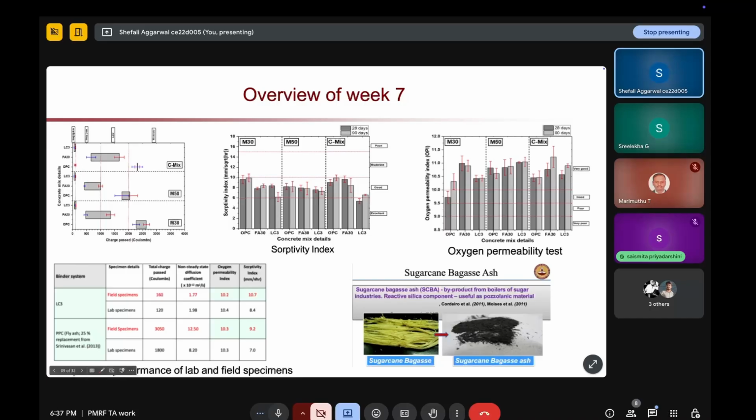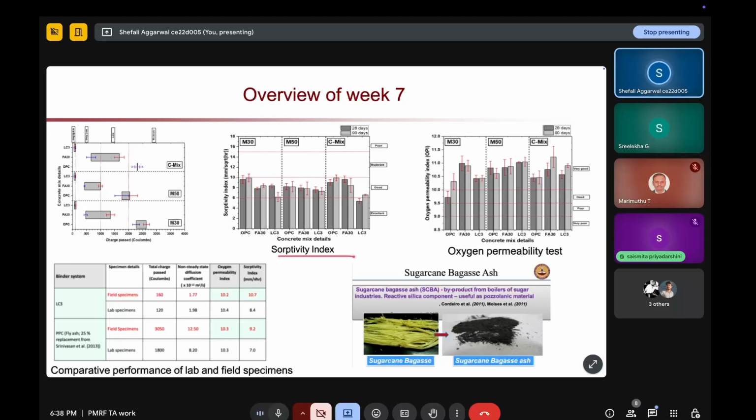Same thing has been done for the RCPT test. Here, the charge passed in the LC3 system is very low, almost 100 or something. This low charge passed means the chlorides are not able to penetrate from one end to the other, which means your pore structure is very refined.